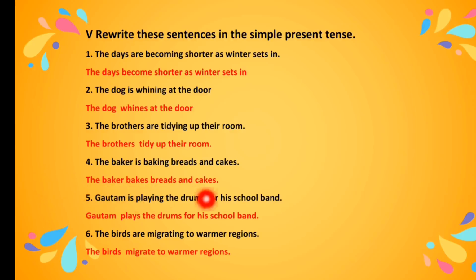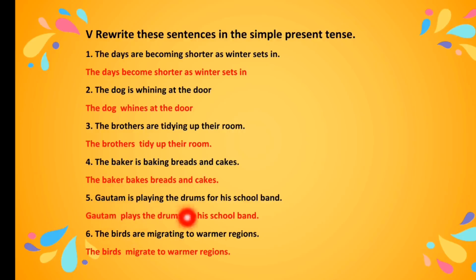Gautam is playing the drums for his school band. Gautam plays. Gautam is the subject, plays is the verb. The drums for his school band is the remaining part of the sentence. Is playing is the continuous form, we have to change it into simple present. So it will be play. Play or plays? Gautam is a singular one, so we have to use plays.